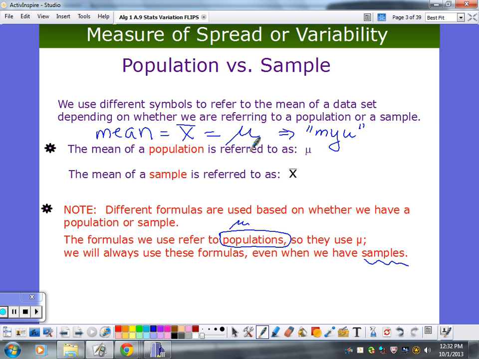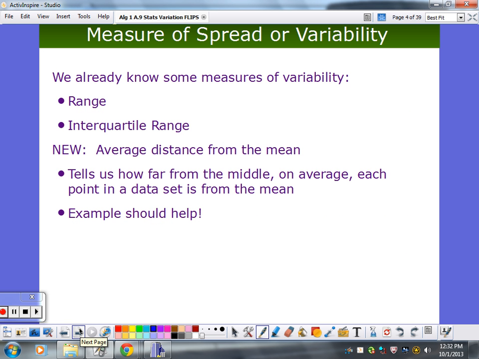And again, if you forget, just ask me in case it's slipping your mind. That little funny looking M is a mu, and that means mean. Now we're looking at measures of spread, variability, not just those measures of central tendency.